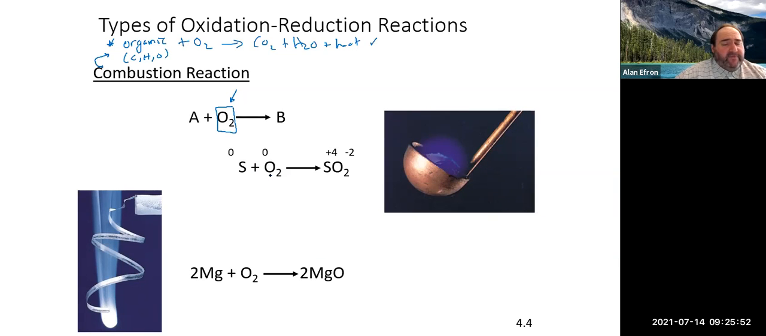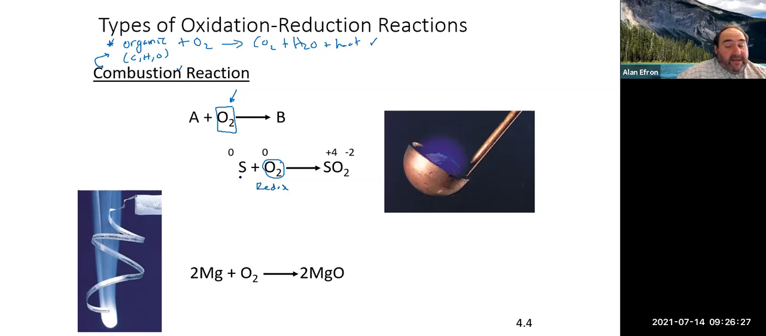So for example, if we take sulfur plus oxygen makes SO2, and we assign our oxidation numbers here, this is definitely a redox reaction. Sulfur is going from 0 to +4, becoming more positive, going through oxidation. O2 is going from 0 to -2, becoming more negative and going through reduction. This is a redox reaction. It technically is a combustion reaction because it has oxygen. Again, not very many people would probably classify it as that too often.